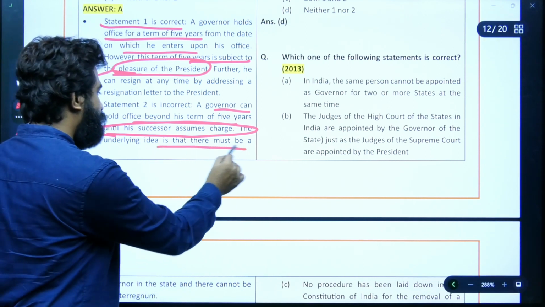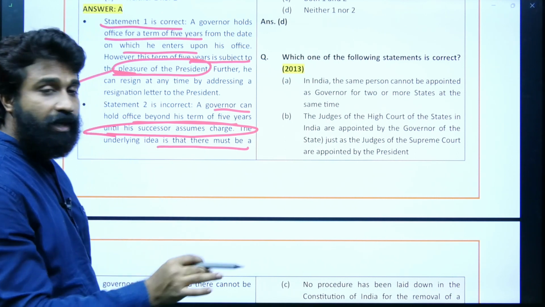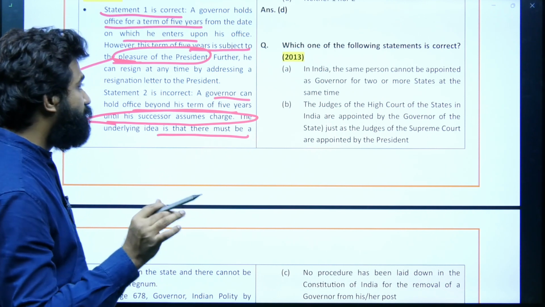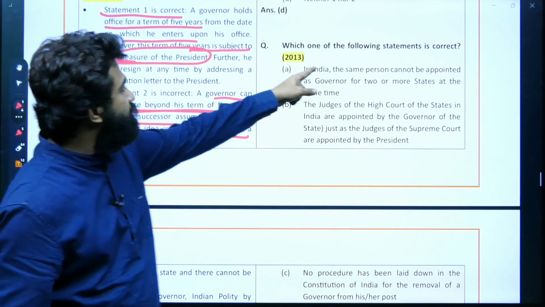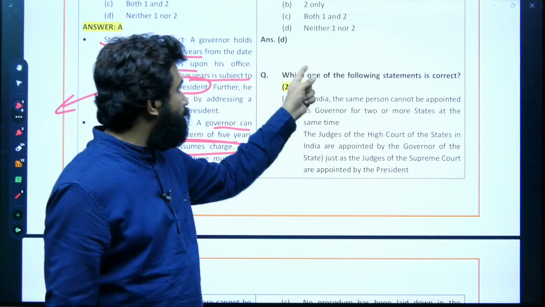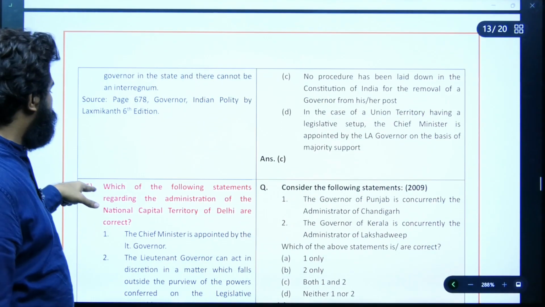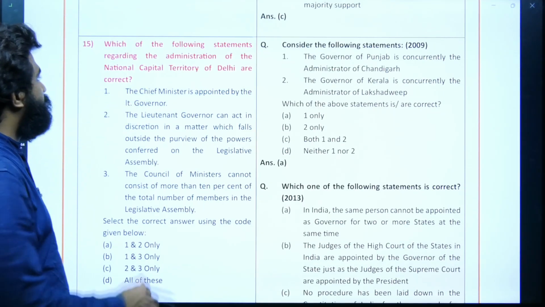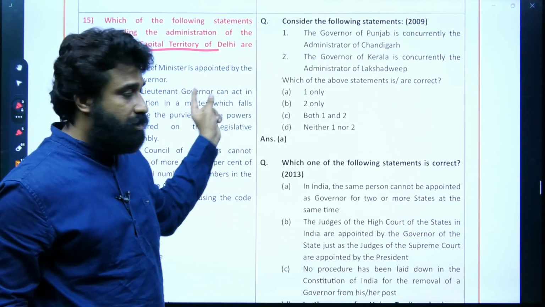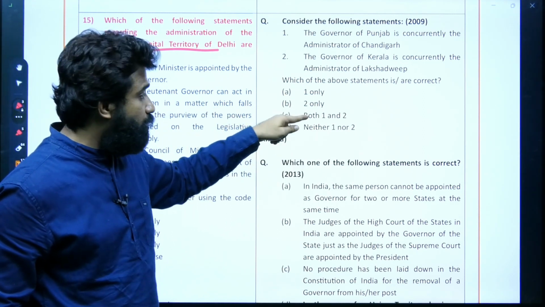The underlying idea is that there must be a Governor in the state, and there must not be any interregnum with respect to the post of the Governor. And these are the statements regarding appointment and removal of the Governor. Various previous year questions were asked on this, and I have added them there. Statements regarding the administration of national capital and union territories were also asked several times in the UPSC.